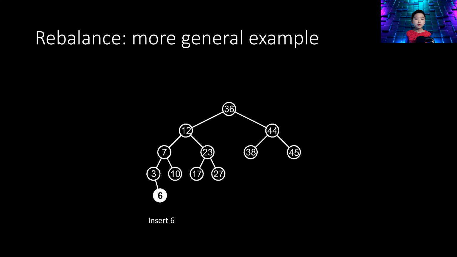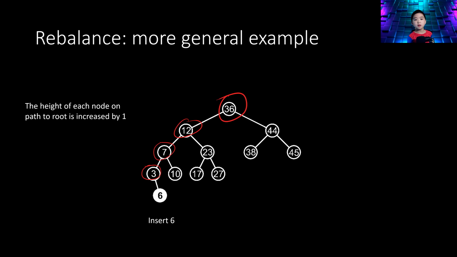However, the scenarios are not always that simple. Let's look at more general examples. After we insert 6, the height of all the nodes along the path to the root is increased by 1. But after checking each node, only the root node 36 is unbalanced. So this is not a simple subtree with only 3 nodes. How do we rebalance it?